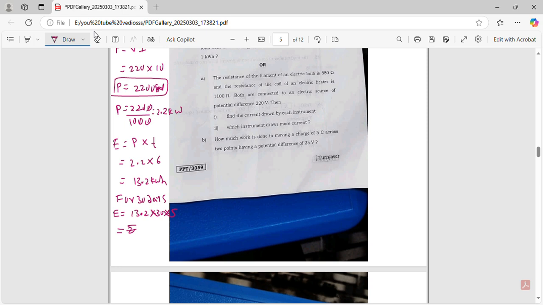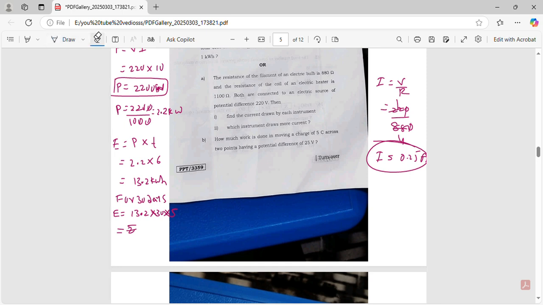So just find out I is equal to V by R for the first. 220 divided by, for the first, 880. 22 ones are 22, 22 fours are 88, so I is equal to 1 by 4, 0.25 ampere, right? So 0.25 ampere. Now what you can do, you can find out the I for the other one, using the same formula.